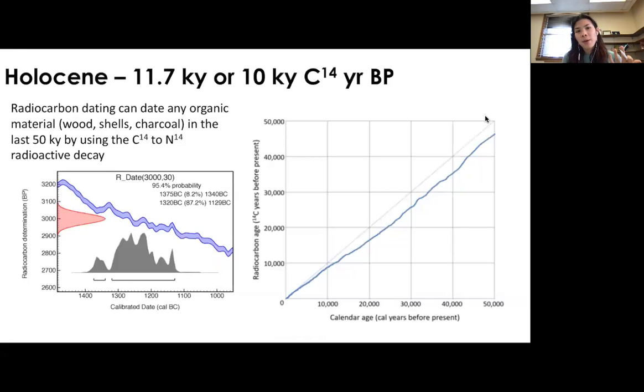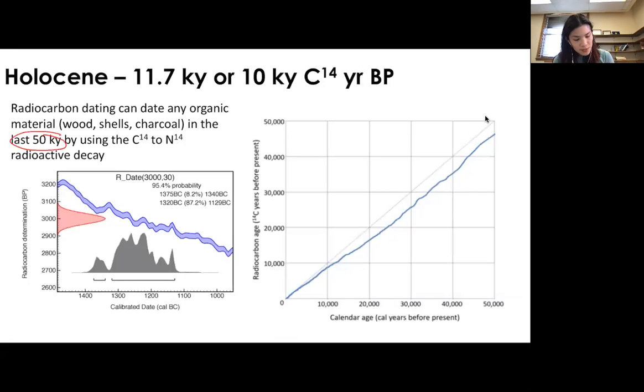As I mentioned, it started about 11.7 thousand years ago, but is defined as being 10,000 years ago in carbon years before present. So radiocarbon is another form of radioactive decay dating, like the uranium series we just talked about, and it uses the decay of carbon-14 to nitrogen-14. This occurs over about 5,000 years, and so radiocarbon dating is really only useful over the last 50,000 years. And it can be used on things like wood, shells, and charcoal.